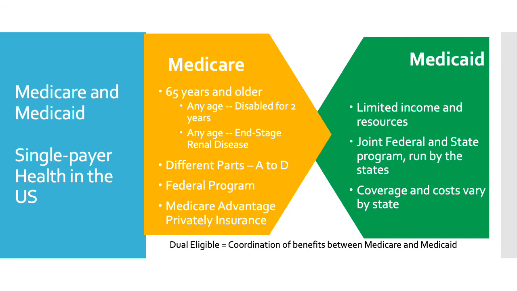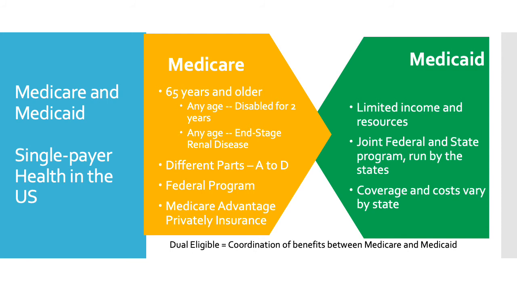There's different parts of it, parts A, B, C, D, there's F, G, H, and others too, but we'll talk about those. It's a federal program administered and paid for by the U.S. government. And there's something called Medicare Advantage that's been growing very rapidly, and that's a private insurance offering that's contracted with the government.